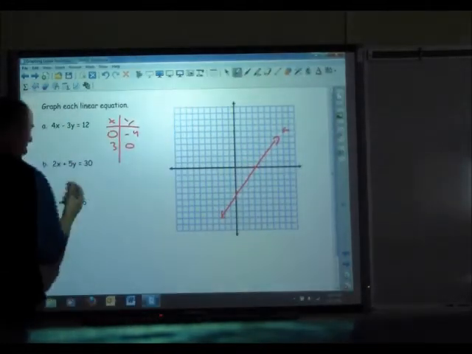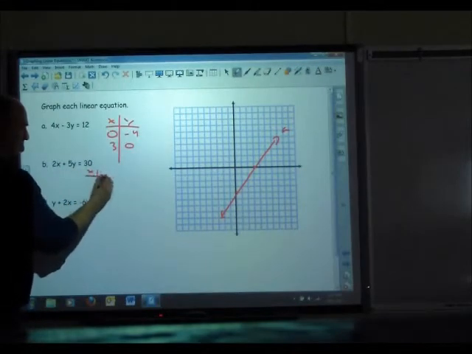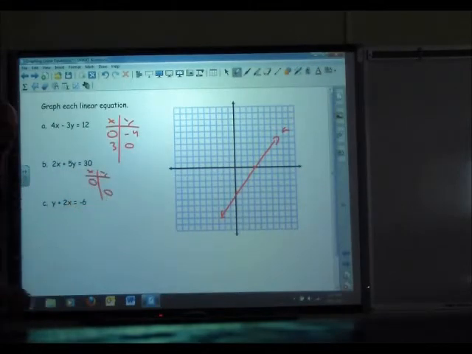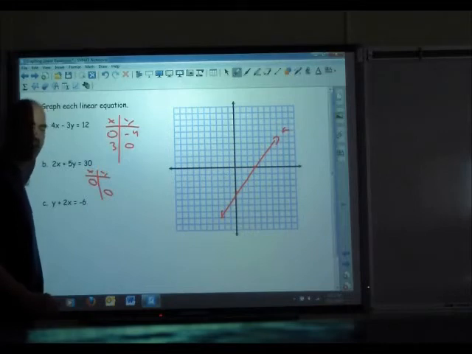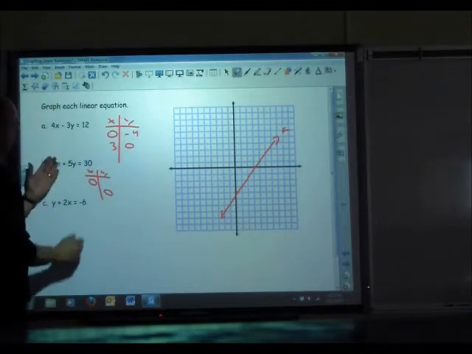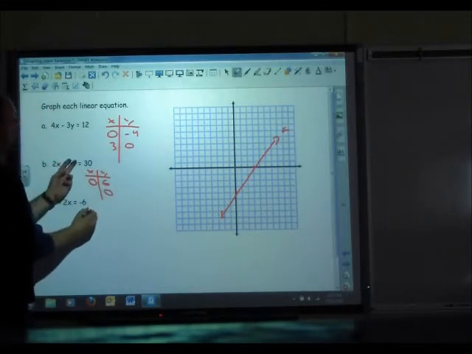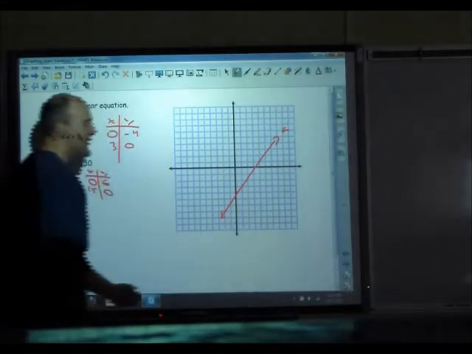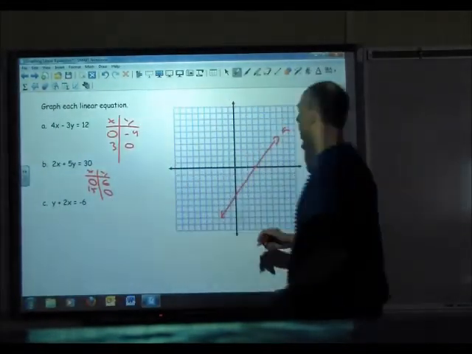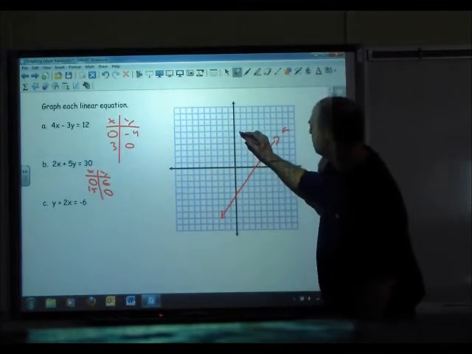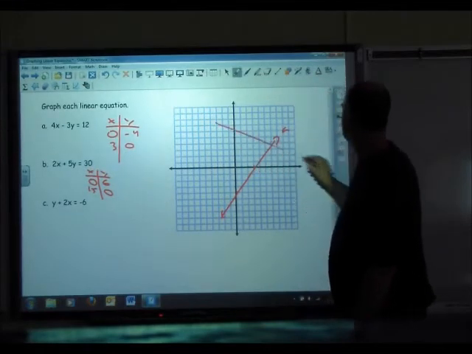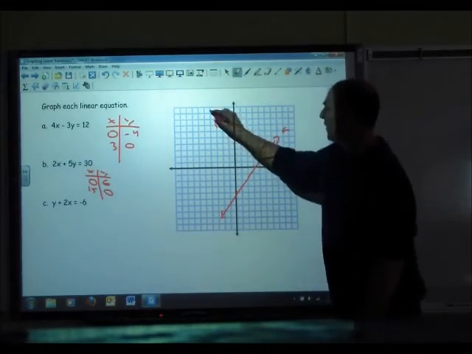Here again, intercepts are all about shutting out one variable so you can find the maximum value of the other. So 0 for x, 6 for y, 0 for y, 15 for x. This one would go right off the x-axis to 15. The y-intercept would be at 6. So we'd have a line looking something like that.